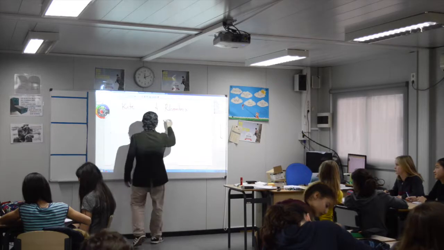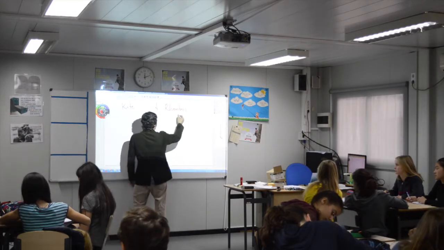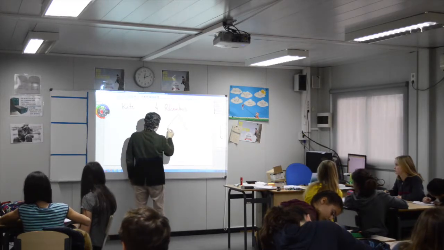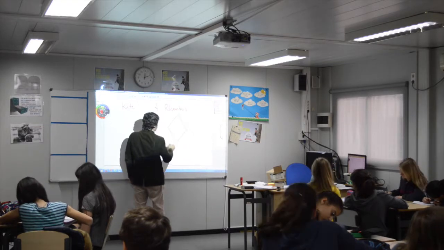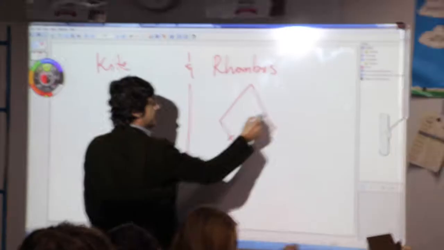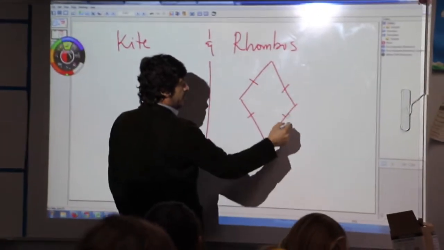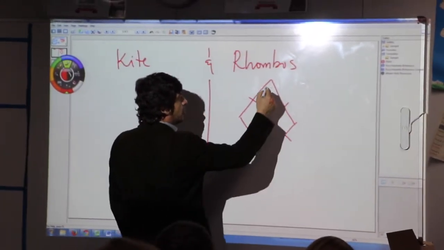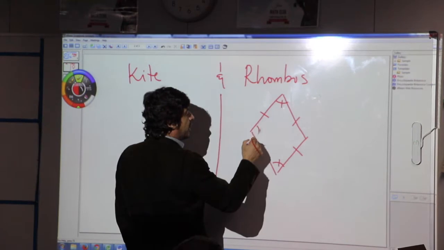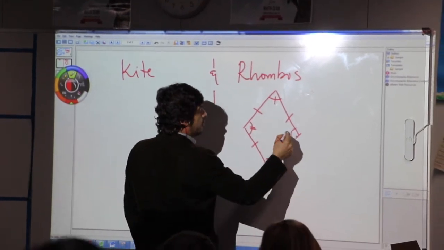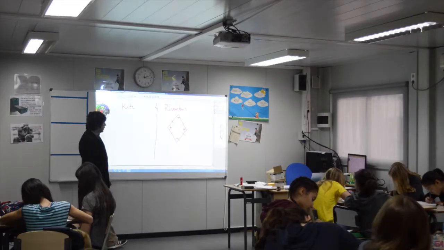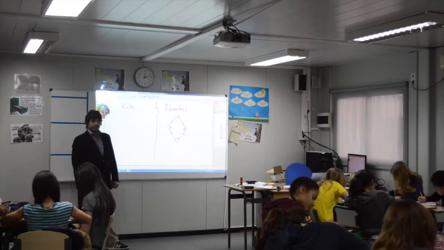So let's do rhombus here. A rhombus will look somehow like this. Two sets of parallel lines, and they're all congruent. And this angle is congruent with that one, just like this one is congruent with that one. Opposite angles are the same. So that's what makes a rhombus.